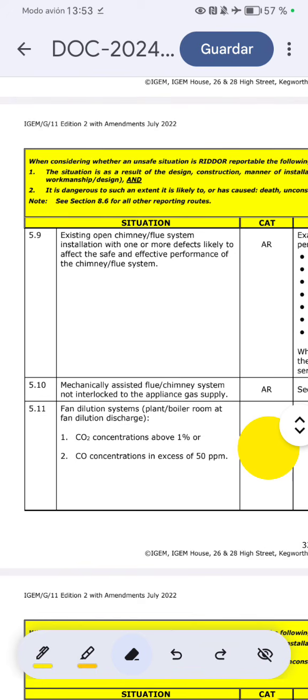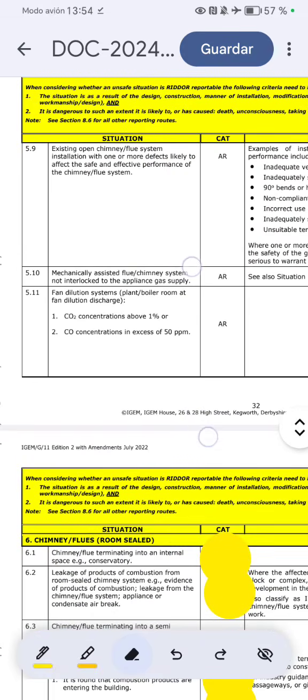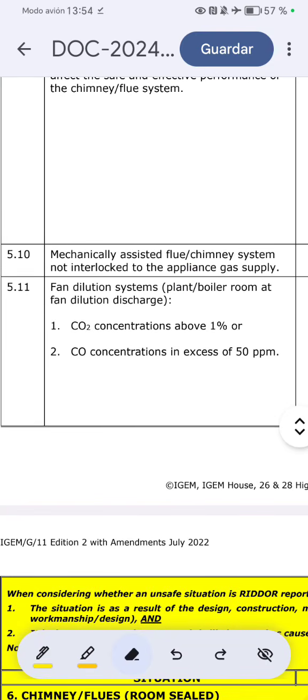So I've got my fan dilution system outside. I would say at risk. Okay, do you ever check these? You should get your analyzer and go out and check the flue dilution. It's rare. I don't even think I've ever seen anyone check these.